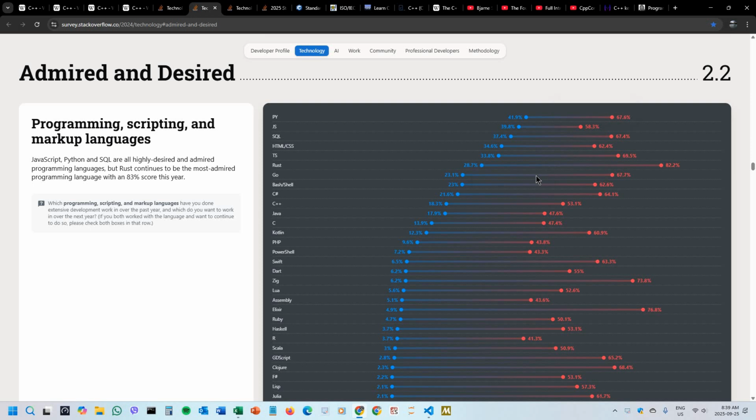It's interesting as well that you see the ones that are in at the higher end of this, and the gap between the two is fairly small as well. It always fascinates me, these differences here. So Rust, for instance, very highly admired, but not so much desired.